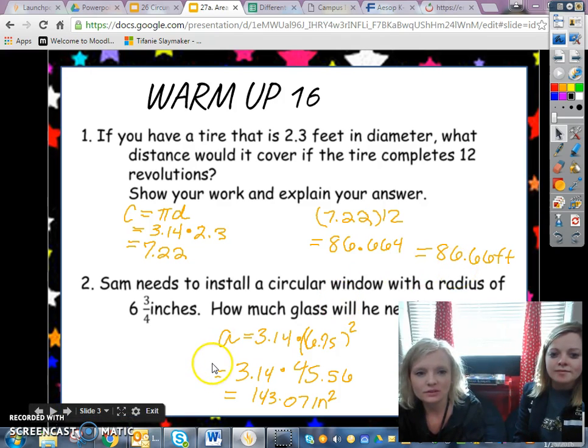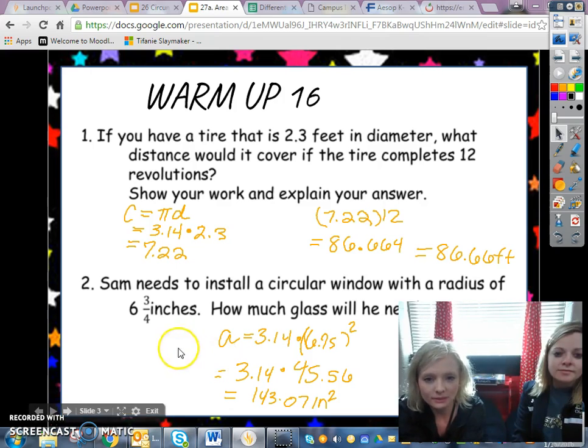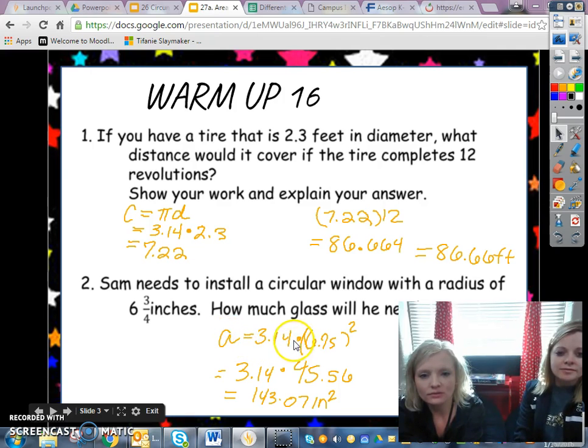All right, number two. Sam needs to install a circular glass with a radius of 6 3/4 inches. How much glass will he need? We know that area is what we need to measure to find how much glass we'll need. So we're going to do area equals pi r squared. So area equals 3.14 times 6.75 squared.